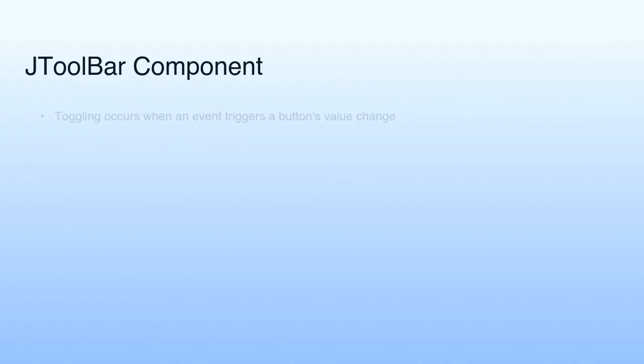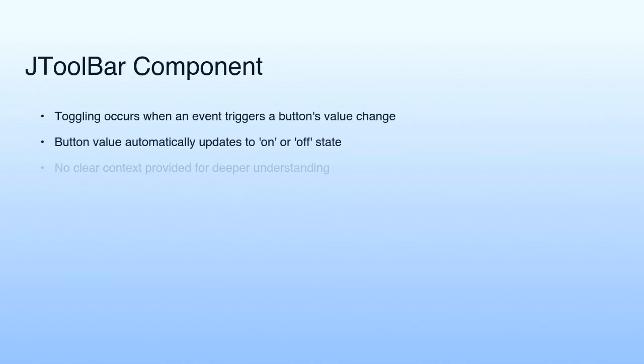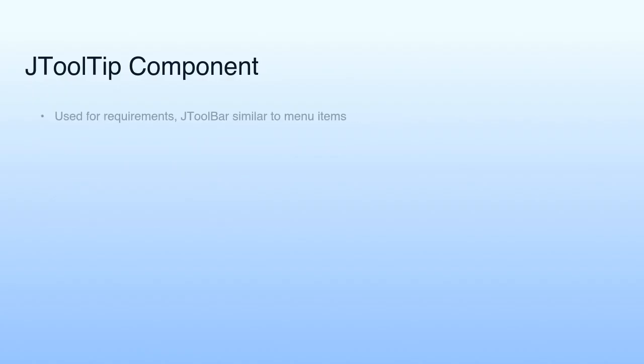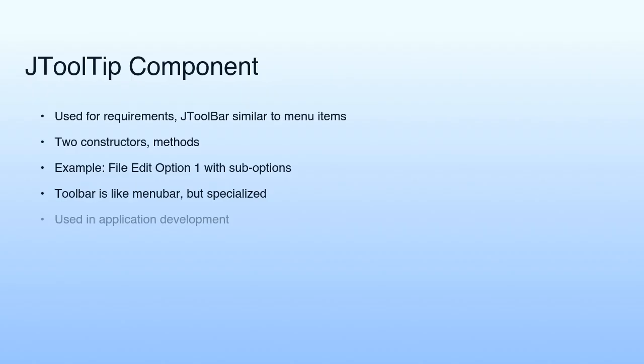The JToolBar component provides a specialized toolbar interface similar to a menu bar, with constructors and methods, and an example showcasing its usage in application development alongside menu items and options. The JToolTip component offers tooltips for displaying additional context or information, with constructors and methods, and an example demonstrating its implementation and integration within an application's user interface.